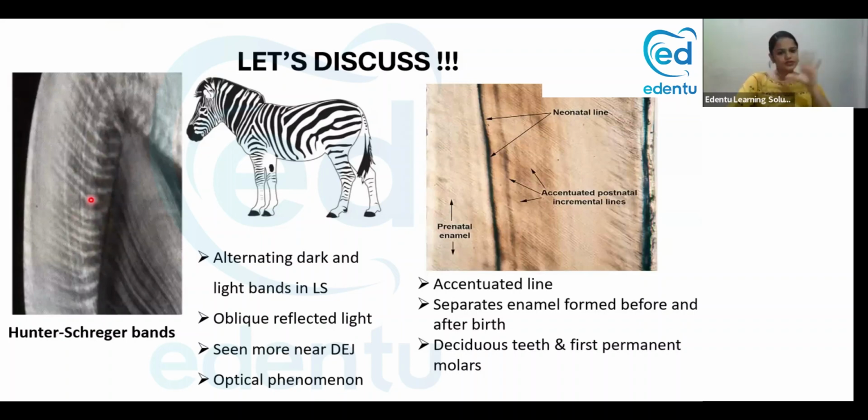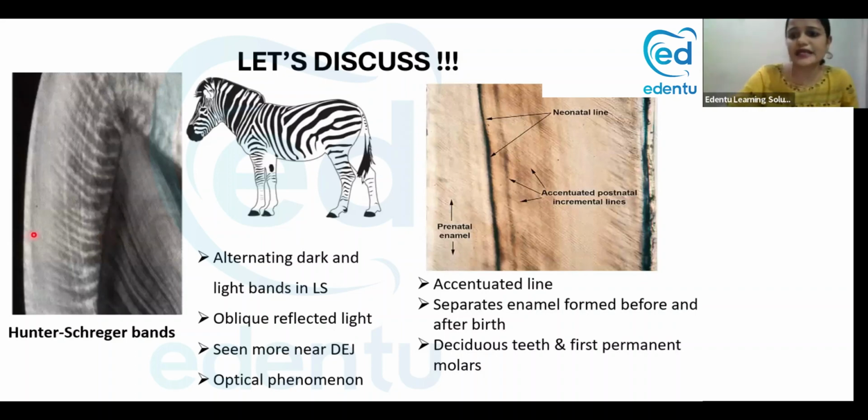When you view it through oblique light only, these Hunter-Schreger bands will be visible, and they will be more pronounced near the dentino-enamel junction. Towards the periphery, they will be less pronounced. Some people have suggested that these bands are because of a decrease in the mineral content or because of the density of the enamel. But now it is established that they are just an optical phenomenon, because of light variations. Since all these incremental lines are going in different directions, when we change the light to a different position, the bands appear. It is nothing related to mineralization or other things.